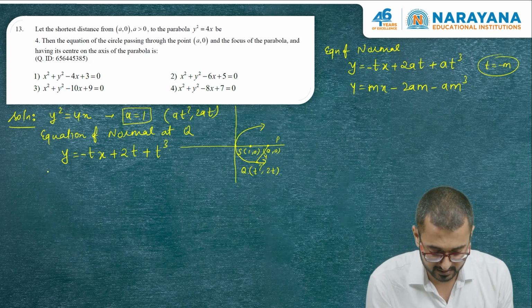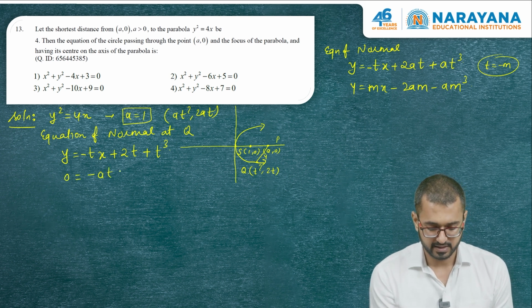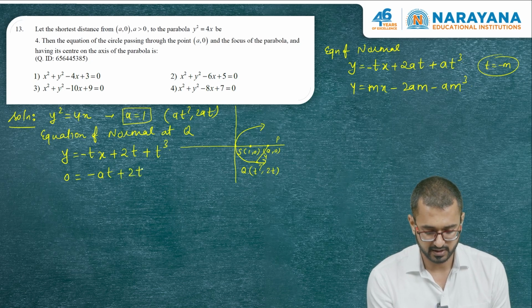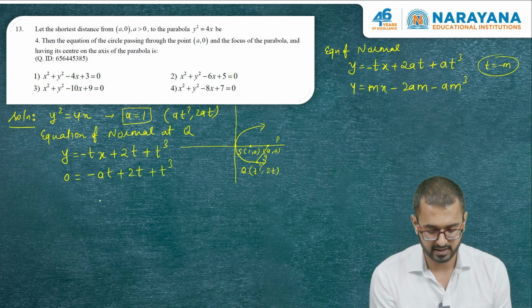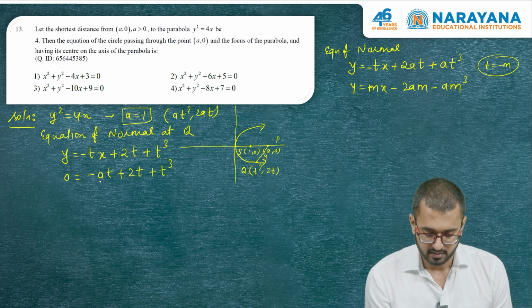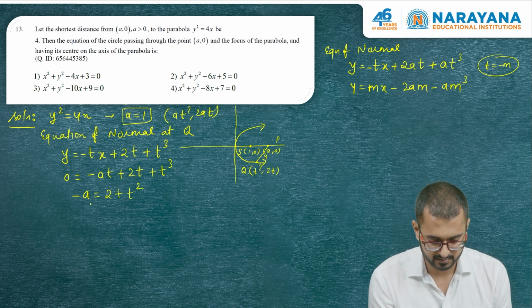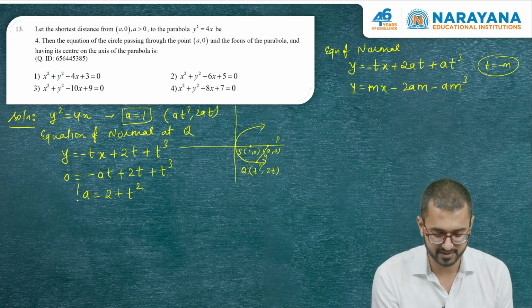Now this normal passes through what? A comma 0. So we can just set a comma 0 here. So x will be a here, and y is 0. So minus at plus 2t plus t cube equals 0. From here I'll be getting a, because t can't be 0. So minus a is equal to 2 plus t square, not minus a, plus a itself. So we have transferred to that side. So a is 2 plus t square.